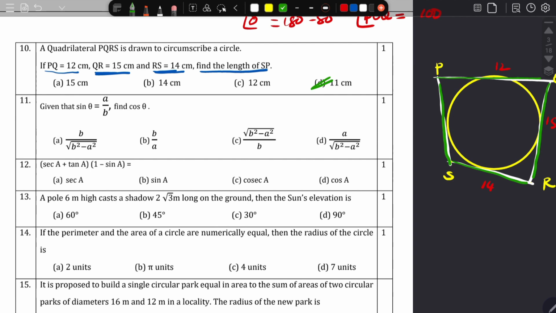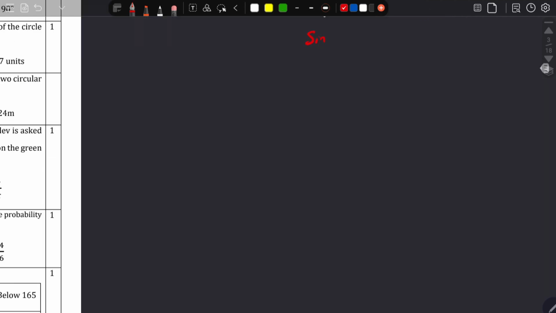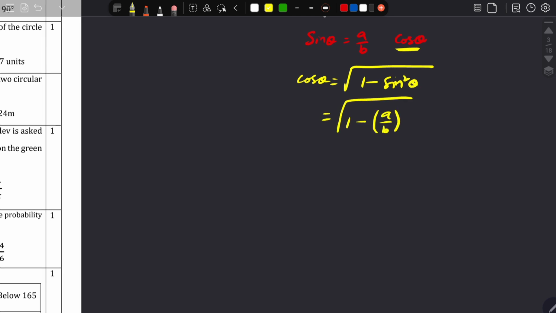Next, question number 11. Given that sin theta is equal to A by B, find cos theta. Sin theta is equal to A by B and we need cos theta. Then how to find it? So, cos theta in terms of sin theta we can write as cos theta is equal to square root of 1 minus sin square theta. So, just replacing in the formula, 1 minus A by B whole square.